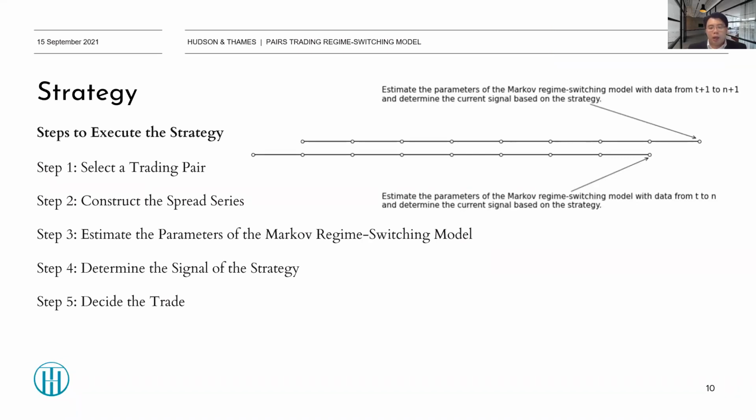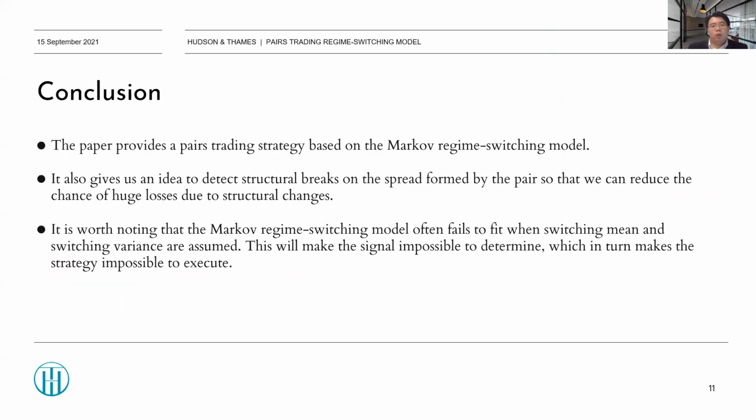Then we estimate the parameters of the Markov regime switching model. After that, we can determine the signal of the strategy. And finally, decide the trade action based on the signal and the current position. So a quick conclusion. This paper provides a trading strategy based on the Markov regime switching model, which varies from the traditional one. It also gives us an idea to detect structural breaks on the spread formed by a pair so that we can reduce the chance of huge losses due to structural changes.